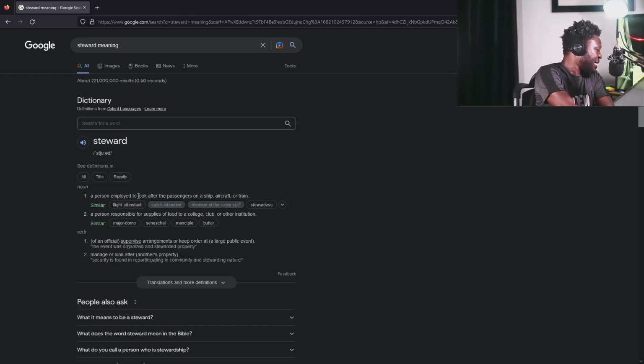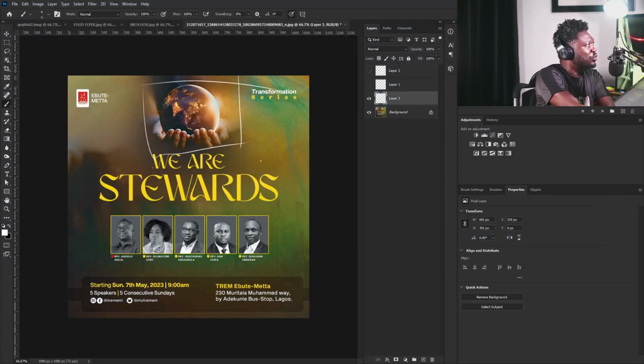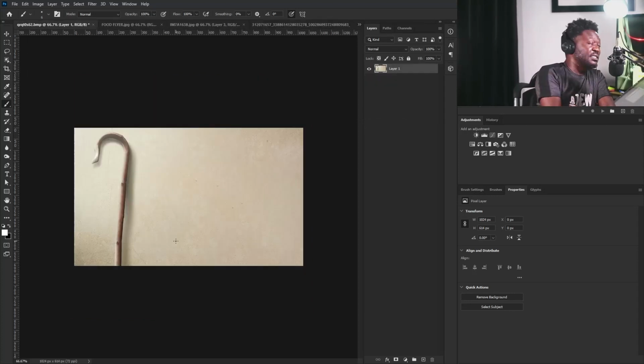In fact, this part where we have look after here is enough for me to know the right illustration to use. So after taking my time to look at where we have people looking after other people in the Bible, I realized that there's a particular tool that the people who look after other people always use. They always hold it in their hand. And that tool is called a staff. It's called a staff. And this is it here.